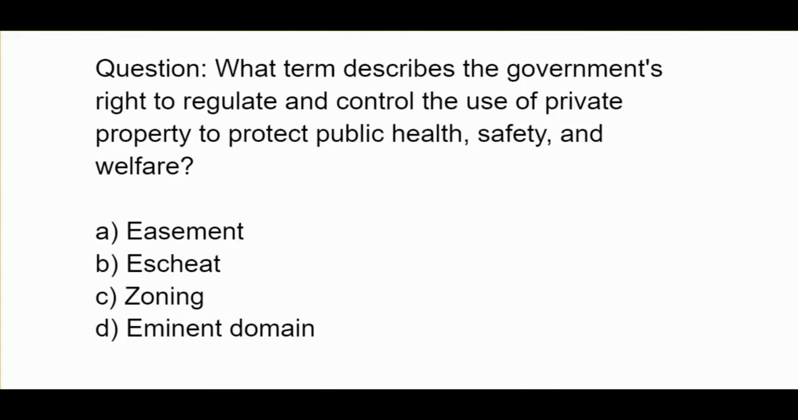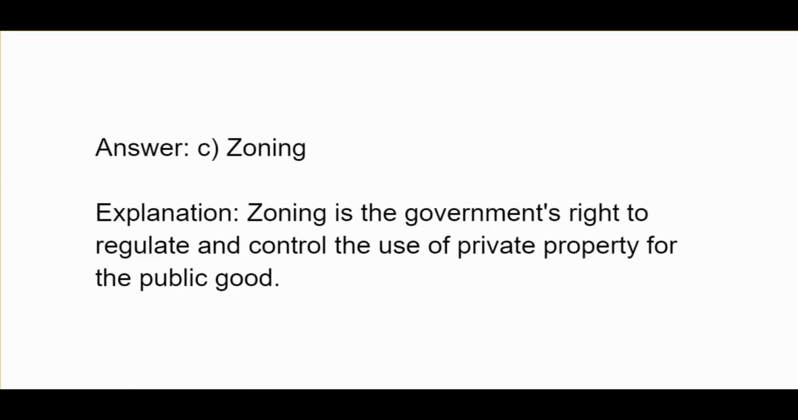What term describes the government's right to regulate and control the use of private property to protect public health, safety, and welfare? A. Easement. B. Escheat. C. Zoning. D. Eminent domain. Zoning. Zoning is the government's right to regulate and control the use of private property for the public good.